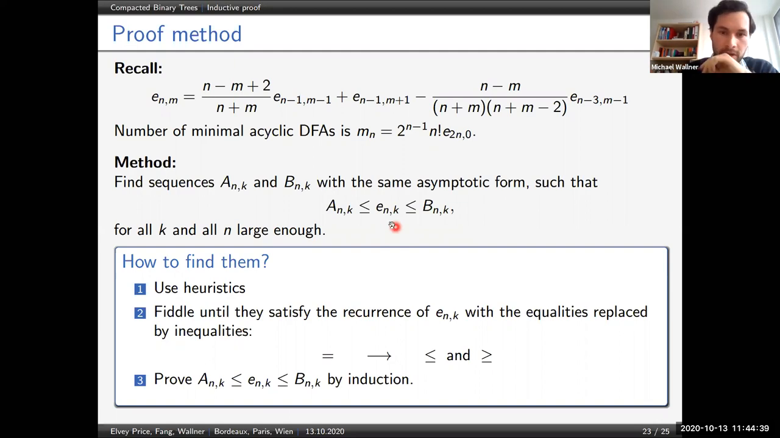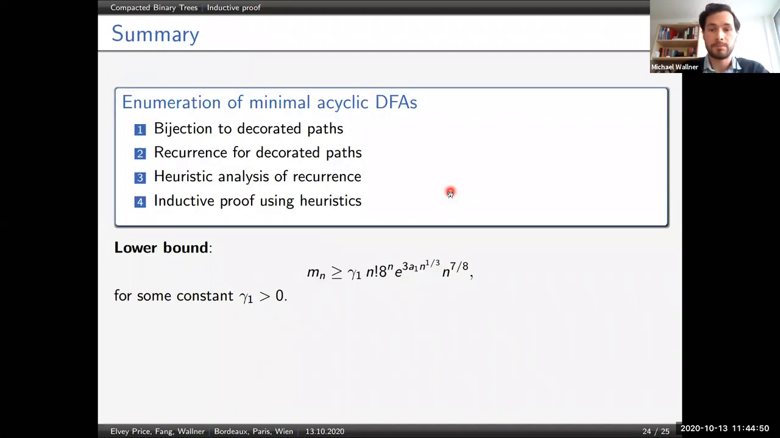But what we show is that this holds here asymptotically, and A_k and B_k satisfy the asymptotics, both the same asymptotics, just a different constant. And this brings me basically to the end. So what I've shown you today is a first bijection to decorated paths. This is the one I have mentioned before. Then these ones are easy to analyze by a recurrence relation. Then we showed you some heuristic analysis of this recurrence relation, showing the appearance of an Airy function. And afterwards, which I omitted here, was the inductive proof.